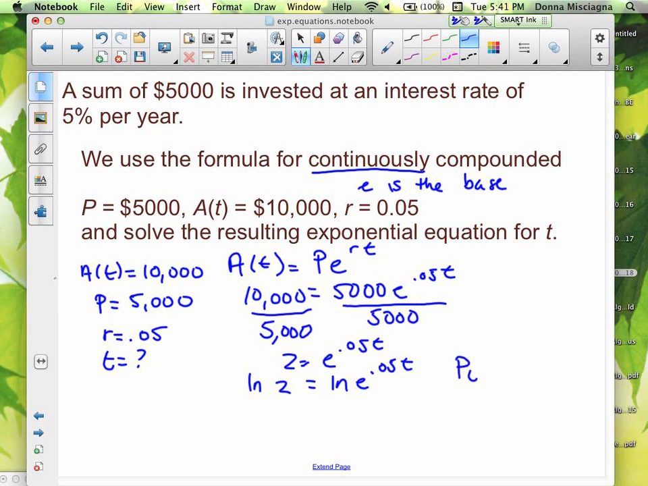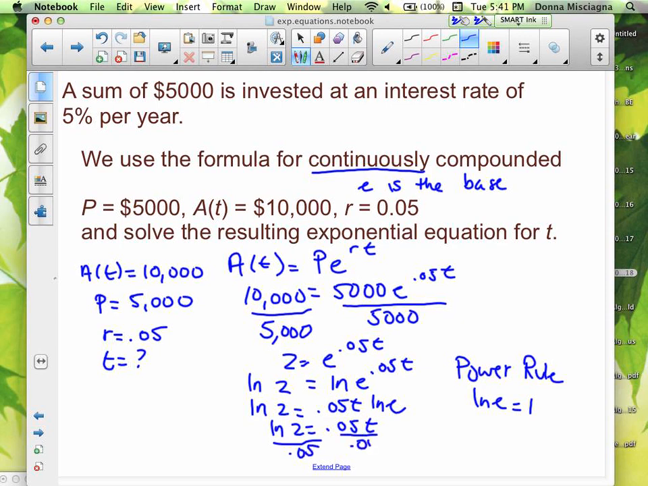We can use our power property. The exponent moves in front. So now we have natural log of 2 equals 0.05t times natural log of e. But natural log of e is just 1, so I don't need to have that there. So we have natural log of 2 equals 0.05t, but I don't want to know what 0.05t is. I want to know what t is. So we'll just divide both sides by 0.05. Not natural log of 0.05, just 0.05. So our exact answer is natural log of 2 divided by 0.05.